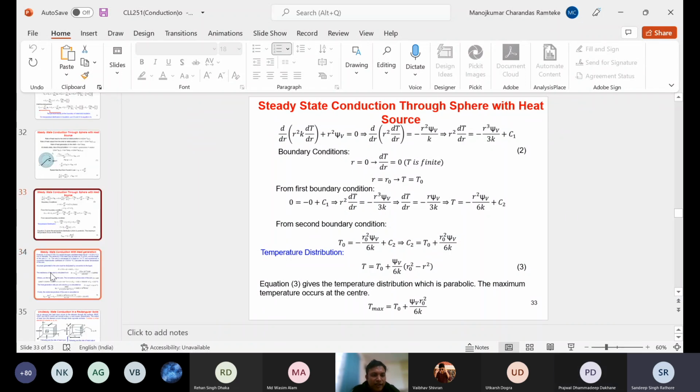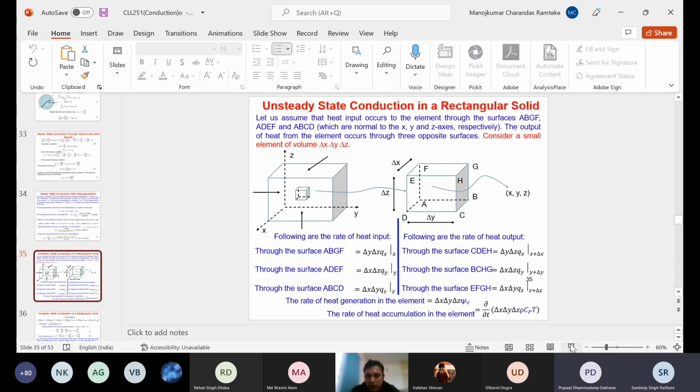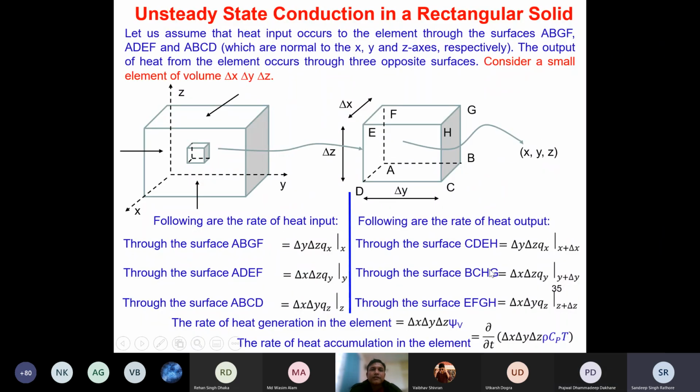So let's see the first case here. Unsteady state conduction in a rectangular solid. Let us assume that the heat input occurs to the element through the surfaces ABGF, ADEF and ABCD as shown here. So this is the rectangular solid. In this rectangular solid, there is a heat input taking place. We are assuming a small shell, a small volumetric shell inside here.